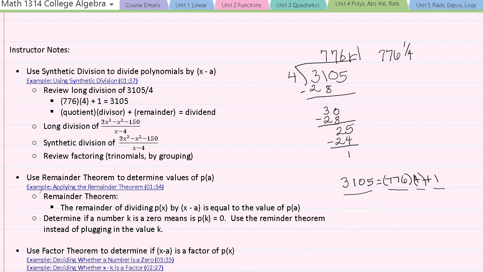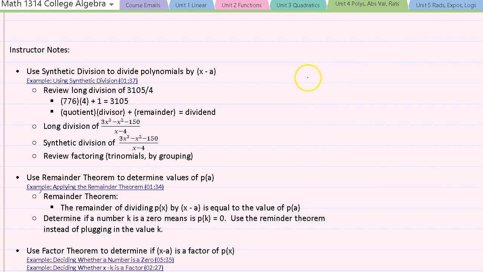Let's use long division on polynomials. Let's divide 3x cubed minus x squared minus 150 by x minus 4. Our dividend will be placed inside the division symbol. Notice that I do not have an x term, so I will place a 0x in its place. Now place the divisor of x minus 4 on the outside of our division symbol. Now we are ready to divide.